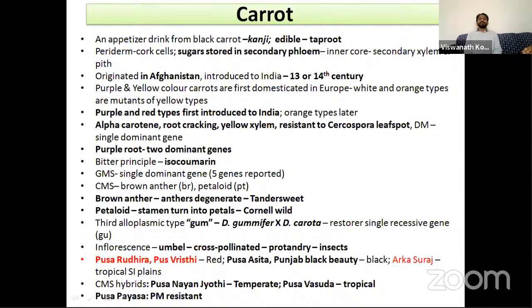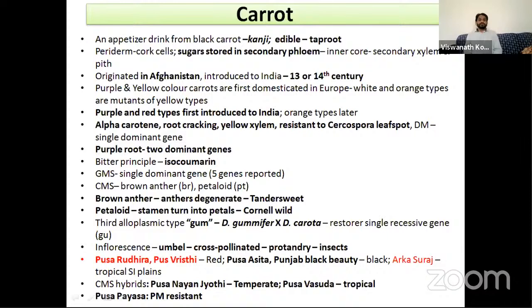There are four types of colors in the carrot: red, orange, purple and yellow. The purple and yellow carrots were first domesticated in Europe, and the white and orange types are mutants of the yellow types. Here also purple and red types were first introduced to India, and the orange carrot was introduced much later. Characters like alpha carotene, root cracking, yellow xylem, resistance to Cercospora and downy mildew are governed by a single dominant gene, and the purple root color is governed by two dominant genes.